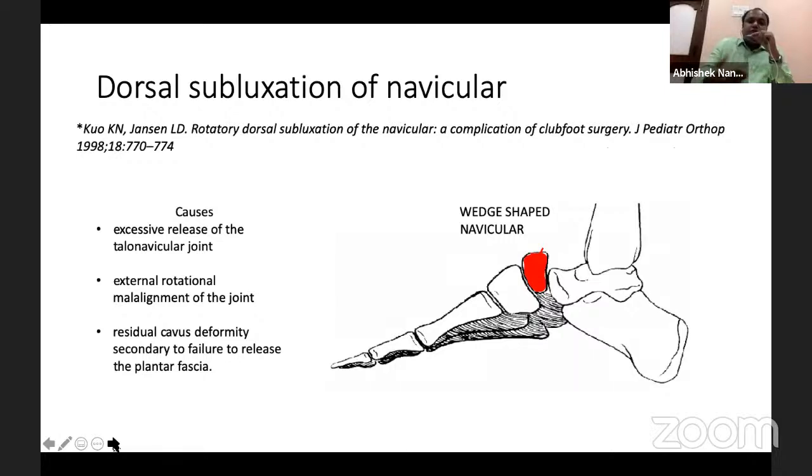Then there is a dorsal subluxation of the navicular. What causes it is a tight tibialis anterior or inadequate release of the plantar fascia. This will lead to a dorsal wedge, a wedge-shaped navicular, and there will be a subluxation.